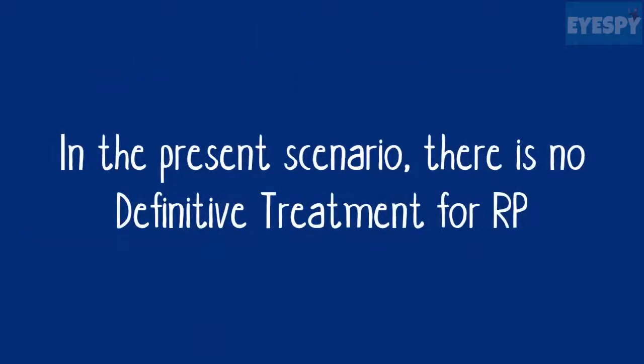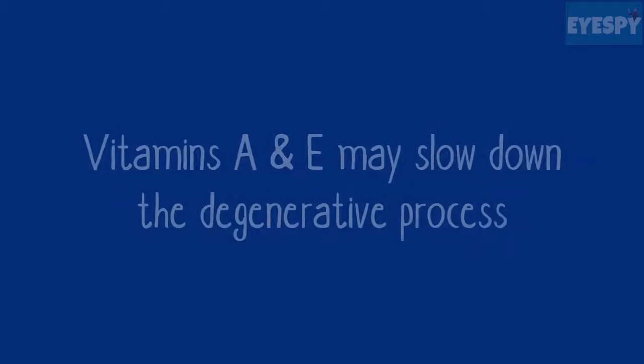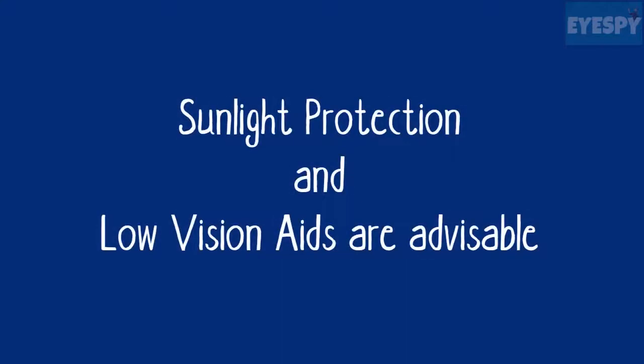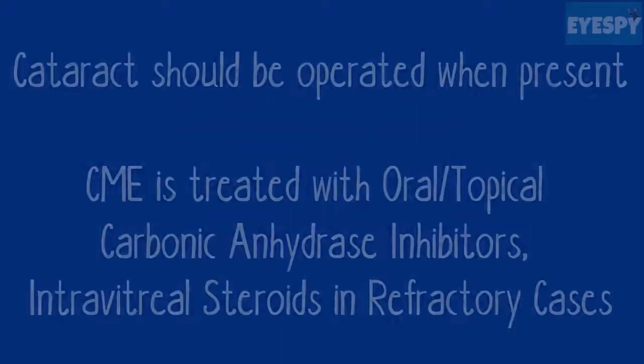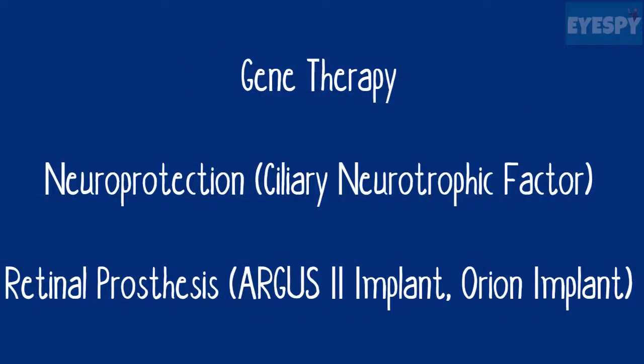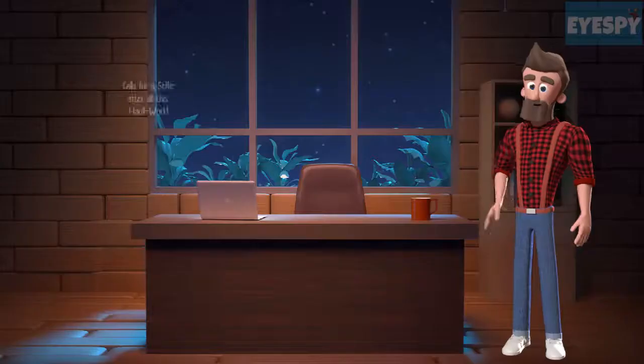Currently, there is no definitive treatment for RP. Vitamin A and E may slow the degenerative process. Sunlight protection and low vision aids are advisable. Cataract should be operated and CME is treated with carbonic anhydrase inhibitors. New treatment avenues include gene therapy, neuroprotection and retinal prosthesis.